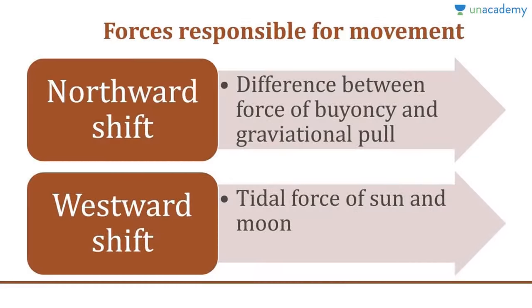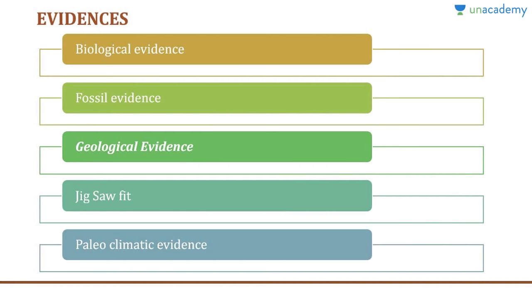Now the forces responsible for the movement, the northward shift and the westward shift of continents. For the northward shift, Wegener mentioned that the difference between the force of buoyancy and gravitational pull was responsible. For the westward shift of North America and South America, the tidal force of the sun and moon was responsible for driving these continents westward. To support these arguments, Wegener gave a number of evidences: biological evidence, fossil fuel evidence, geological evidence, jigsaw fit, and paleoclimatic evidence.